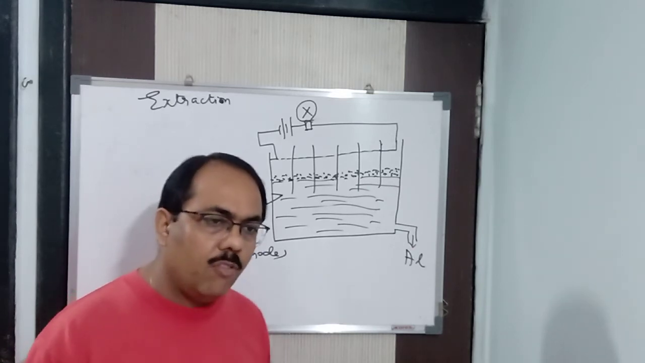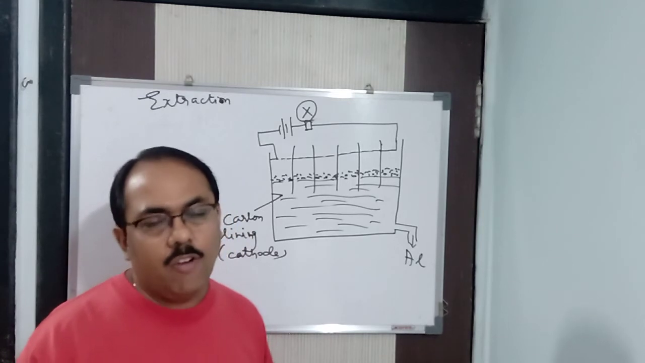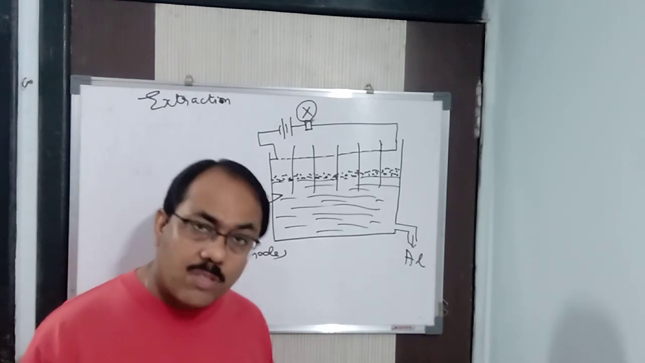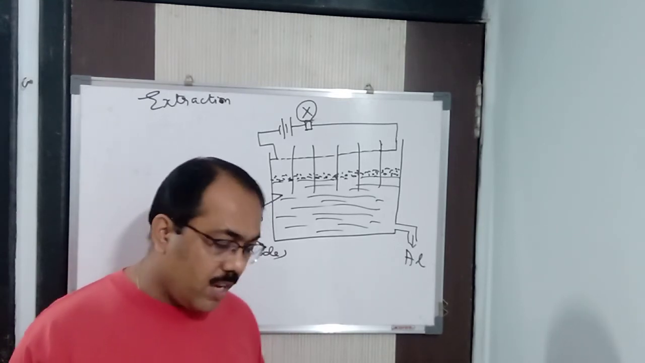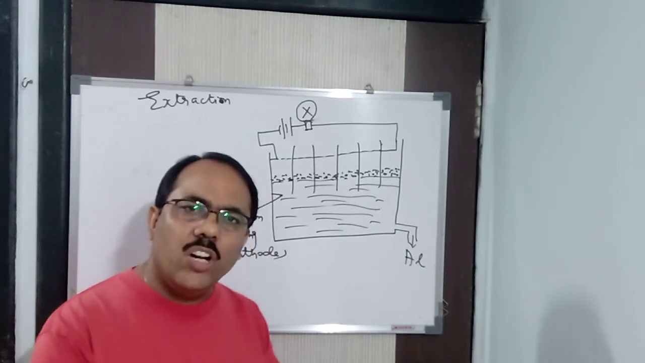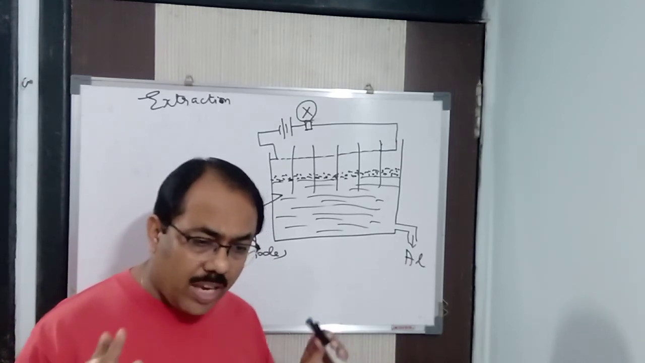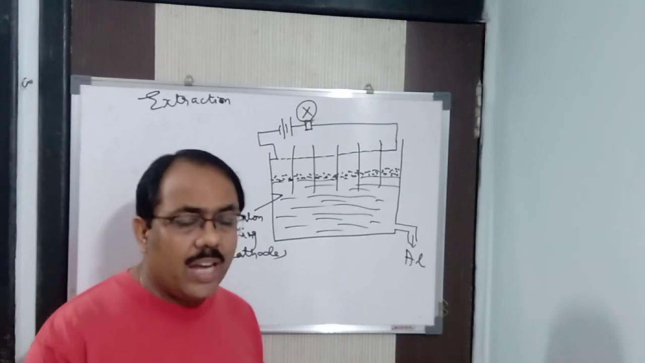With vapor, how will you go for electrolysis? Not possible. So this condition is not at all feasible to carry out the electrolysis. Hence we take a mixture of cryolite and fluorspar.